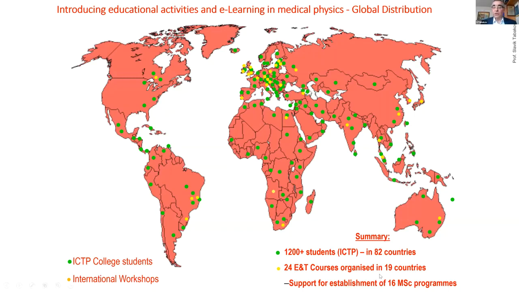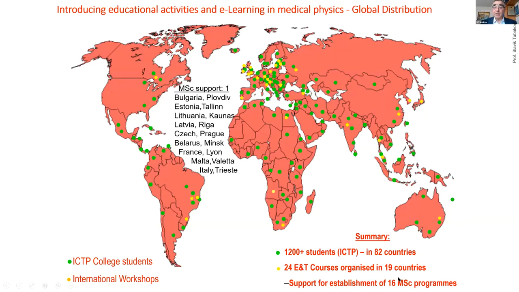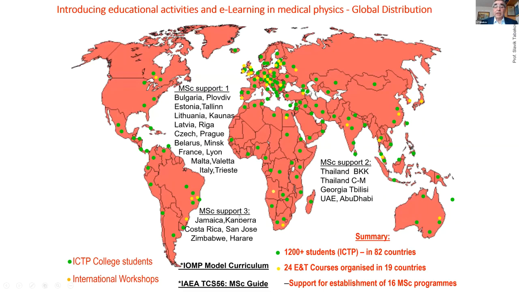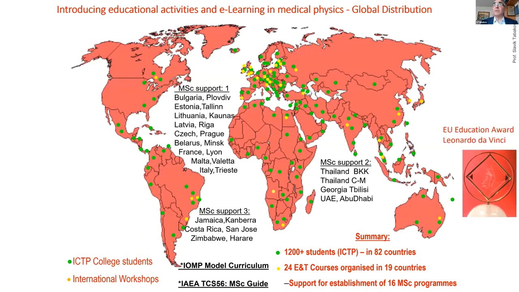These are 24 courses organized in 19 countries. And these are master courses, the courses which I helped to develop. I was part of the team. These are courses in Europe, in Asia, in South America and Africa. And very importantly, when we with our colleagues were preparing the guide 56 of the International Atomic Energy Agency about the academic requirements for master courses, we also included there the need for e-learning, because this is imperative for our profession.